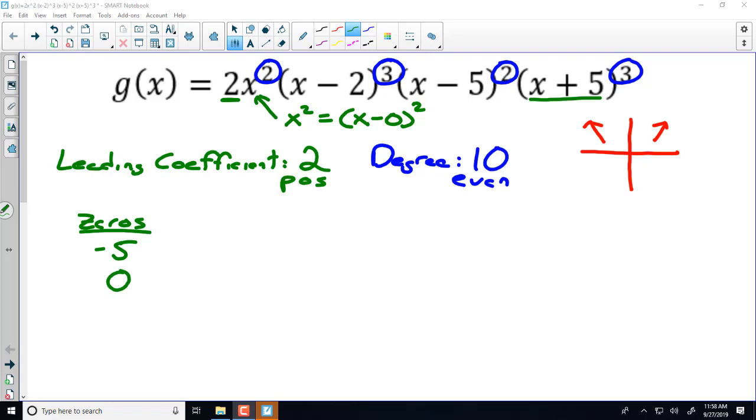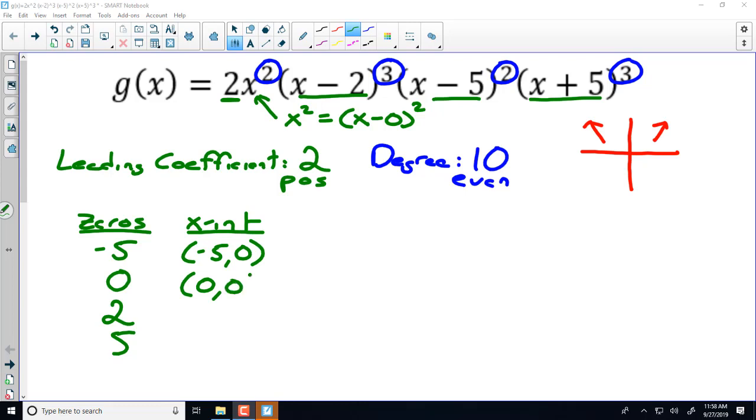Okay, next one is going to be 2, because of this guy right here, and the next one's going to be 5, because of this guy right here. All right, every one of those are x-intercepts. Check it out. Our first x-intercept is (-5, 0). Then (0, 0), the origin. (2, 0), (5, 0).